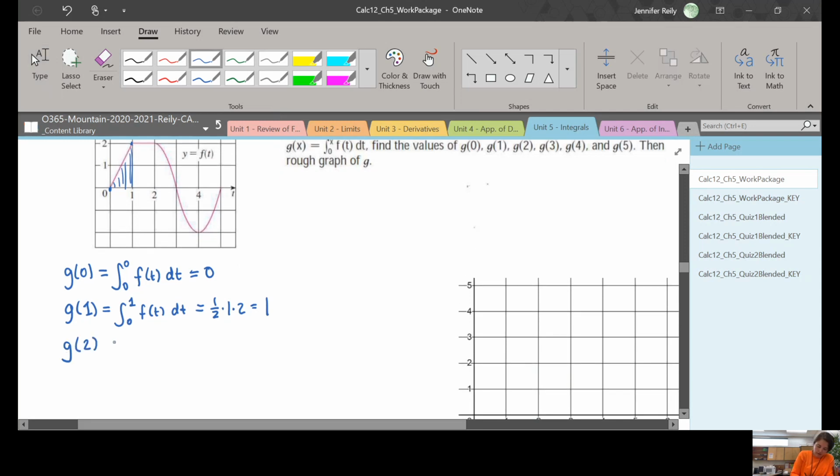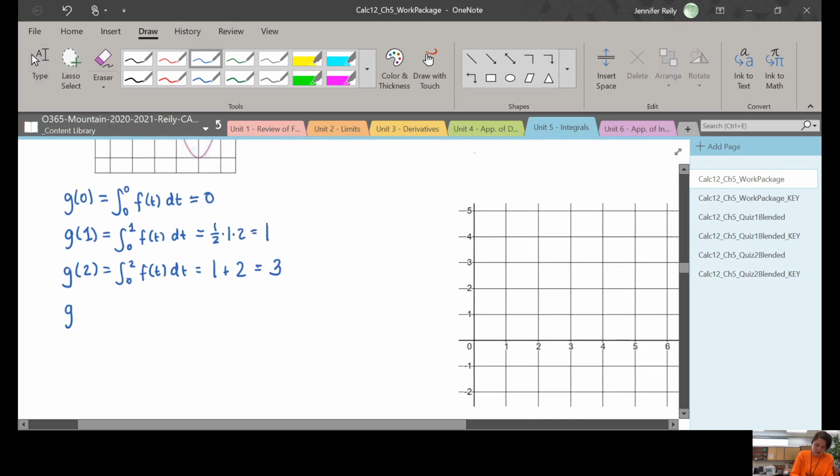G of 2 would be the area from 0 to 2 of f of t dt. So now we're looking at this blue shaded area. So onto my triangle, I have to add on this rectangle. So I had the 1 from the previous area, and then I have a rectangle with an area of 2, so it'd be 3. So the area under the curve from 0 to 2 is 3 exactly.